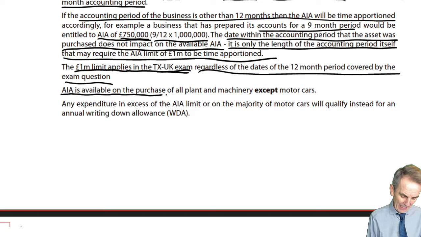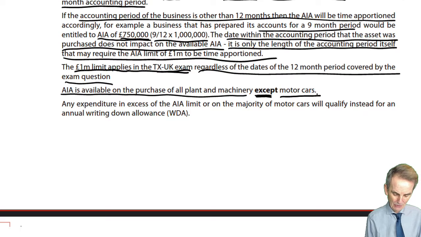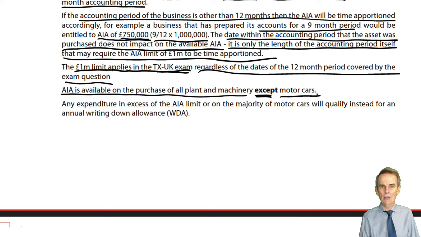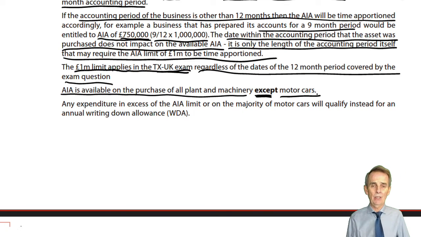AIA is available on the purchase of all plant and machinery except motor cars. Motor cars, as I said, are going to be the ones that give us problems, if anything's going to, simply because there are more rules to learn. It's simple with plant and machinery. It's unlikely in real life that you go over the £1 million limit for a 12-month period if you're an unincorporated trader anyway.